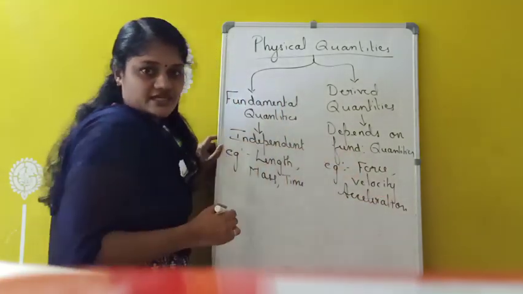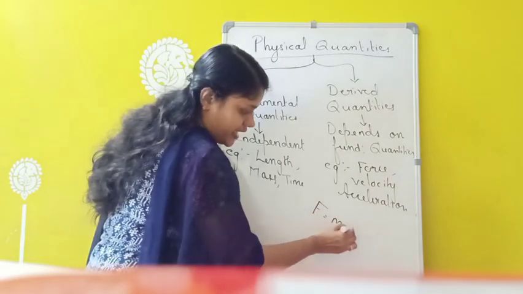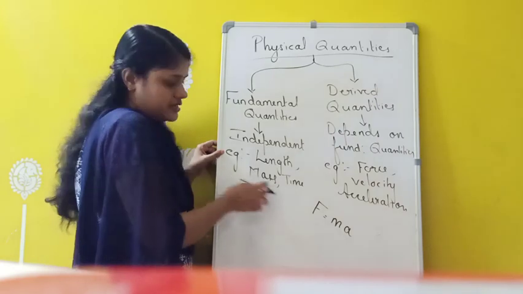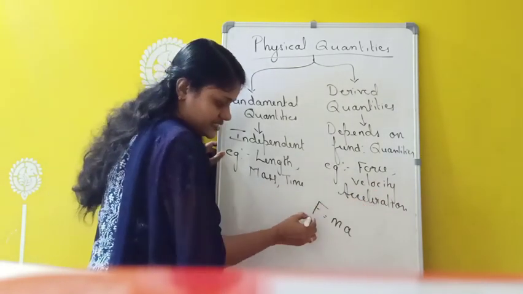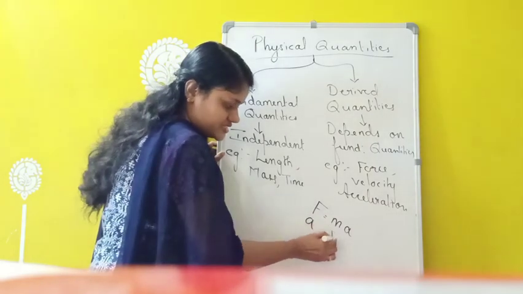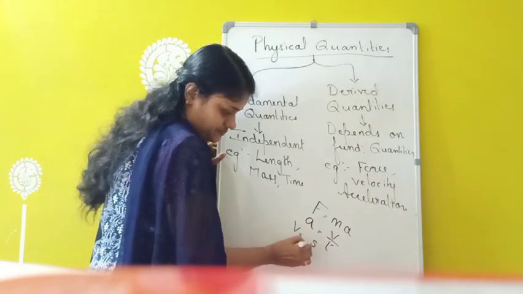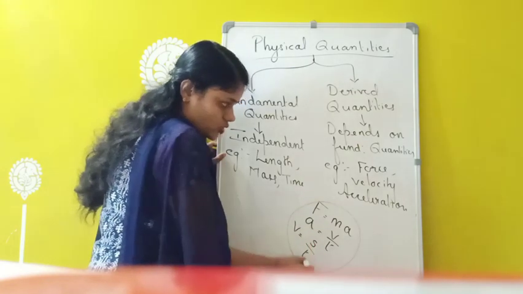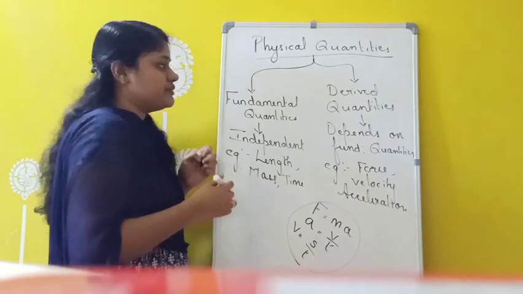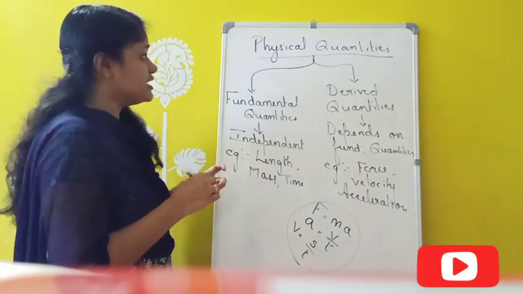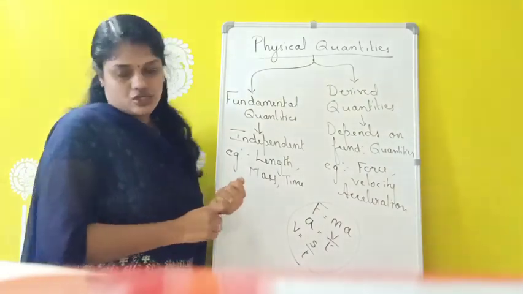Why is force considered as a derived quantity? We know what is the formula for force. F is equal to mass into acceleration. So it is depending on mass, and this acceleration itself is again which one? It is a derived quantity only. So acceleration, how can we write? Acceleration is equal to velocity divided by time, and velocity equal to displacement by time. Like that, these quantities are depending on the fundamental quantities. So derived quantities will depend on fundamental quantities. So like that we can classify physical quantity into two: fundamental quantity as well as derived quantities.